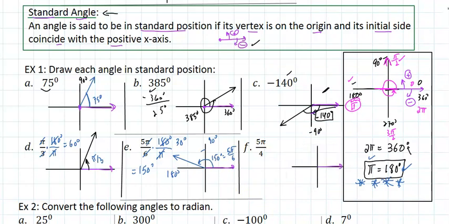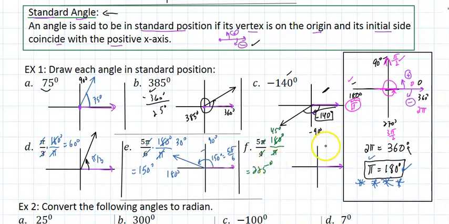How about 5 pi over 4? Again, if you're not familiar with that, let's convert. Pi on the denominator, degrees at the top. Those cancel out. 4 divides 180. What is that? 90, 45. And 5 times 45, that's 225 degrees.